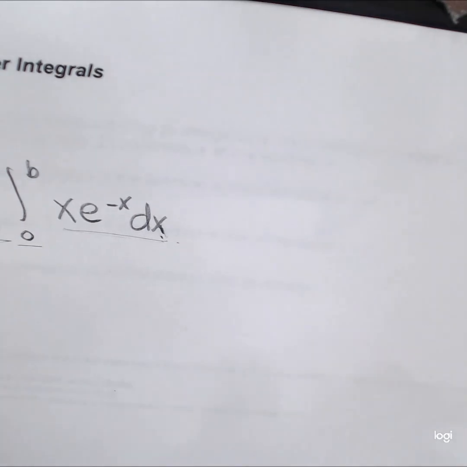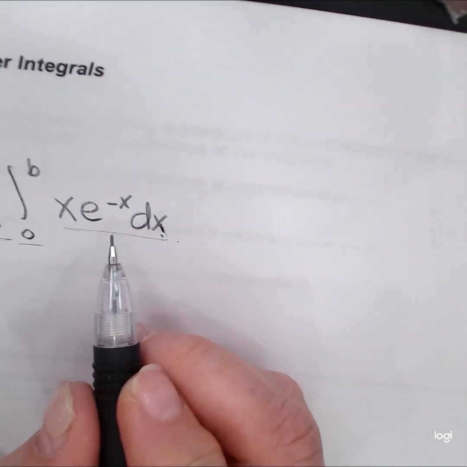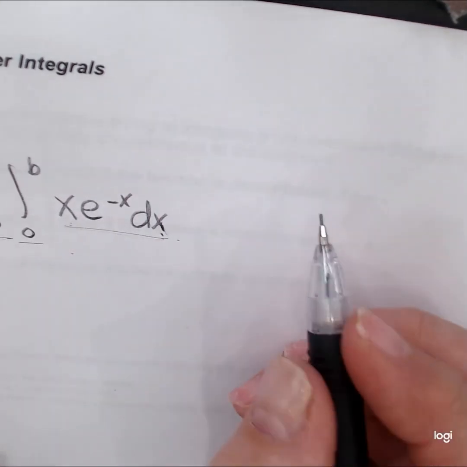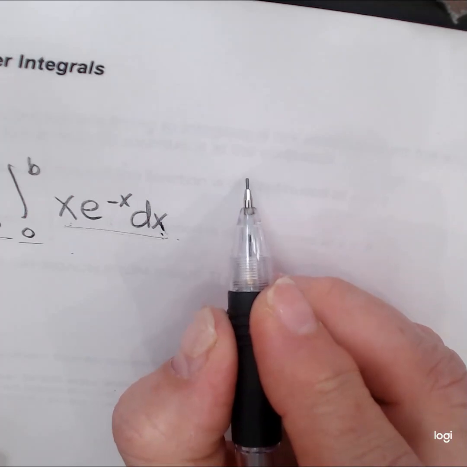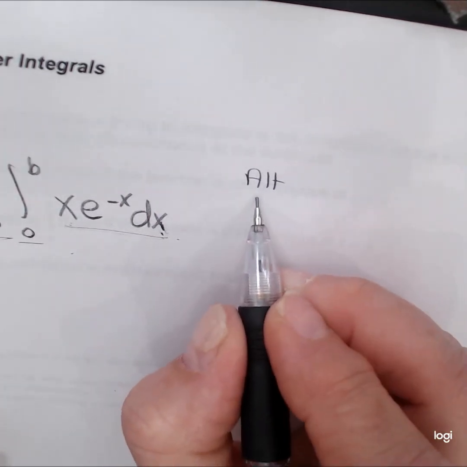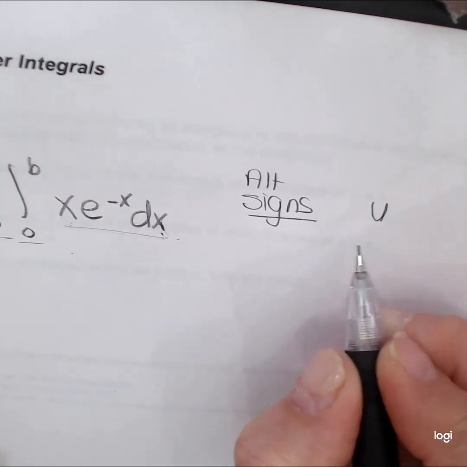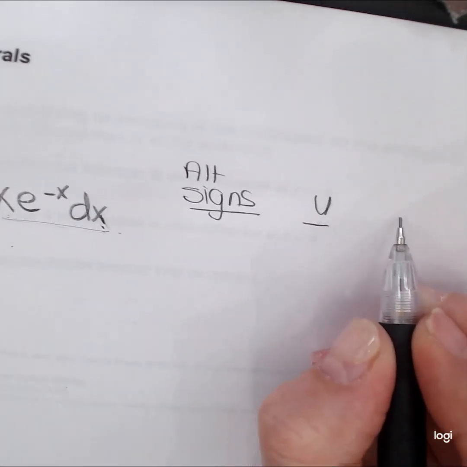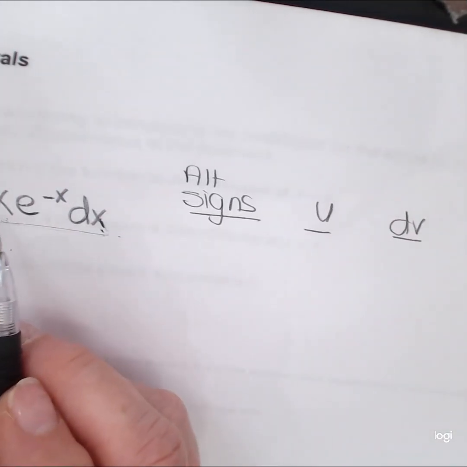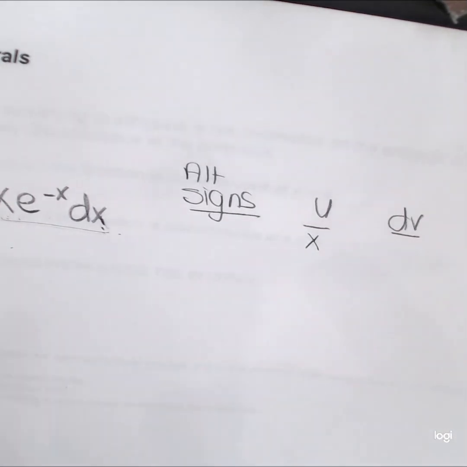Now, in one of your earlier videos, I showed you a shortcut way to do these as long as one of your parts will actually differentiate down to 0, and it's a table form. Your table form is going to have three different columns. You have your alternating signs column, you have the U column, and you have the DV column. Now we start by picking our U. Our U is the thing that's going to differentiate down to 0.